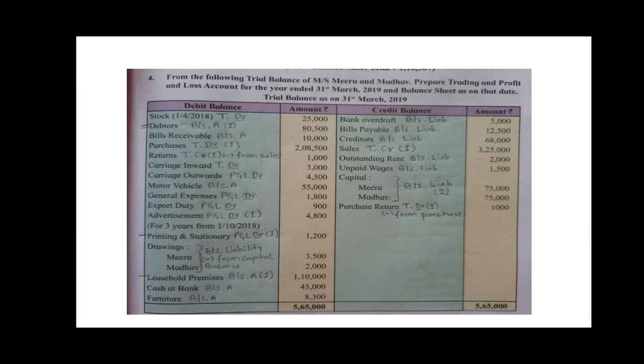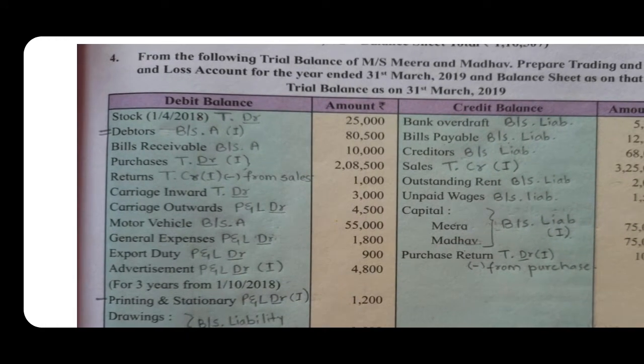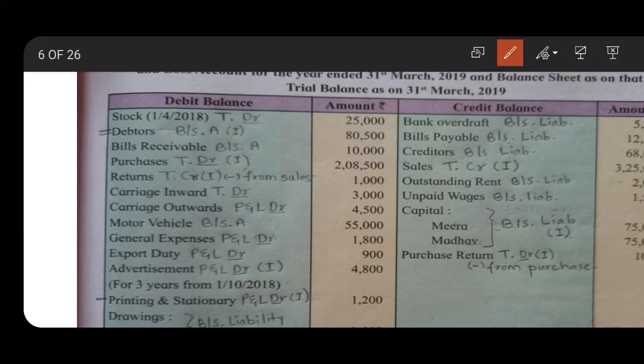Next step is to transfer the items of the trial balance to the respective accounts. I have helped you here by writing for you. Stock, the very first, is stock: trading account debit side. Next is debtors: balance sheet asset side, in the inner column, as we have two adjustments based on it. Next is bills receivable: balance sheet asset side. Purchases: trading account debit side, written in the inner column as purchase return is deducted from it. So the amount of purchases goes in the inner column.